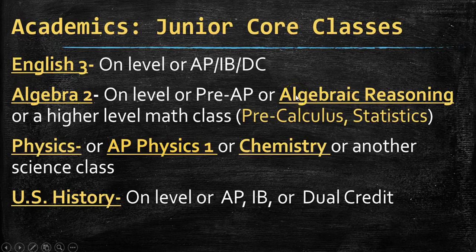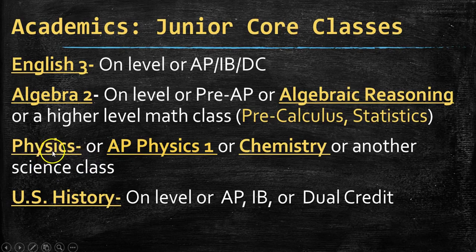you have the opportunity to take algebraic reasoning. Algebraic reasoning goes back and kind of reviews, dusts off your Algebra 1 skills, reviews what you learned in geometry, and then gives you an opportunity to prepare for Algebra 2, and you'll do Algebra 2 as a senior. So those are your options for math classes. Pre-calculus or stats if you're an advanced math student, Algebra 2, or algebraic reasoning if you struggle.